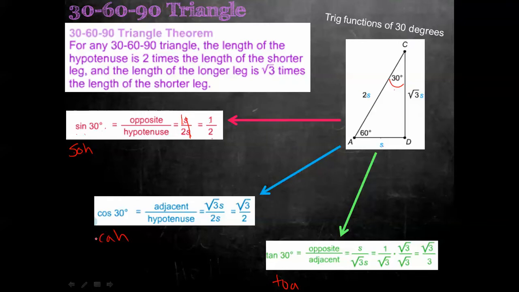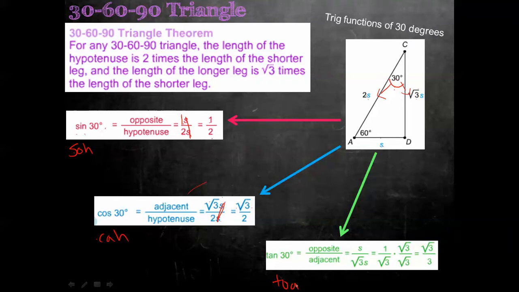Cosine 30: cosine is adjacent over hypotenuse. Here we have square root of 3 times S as the adjacent, and the hypotenuse is 2S. So square root of 3 times S over 2S. The S's cancel out, and we're left with square root of 3 over 2. That's fine, because we just don't want to end up with a square root on the bottom. Any type of radical on the bottom needs to be moved to the top.